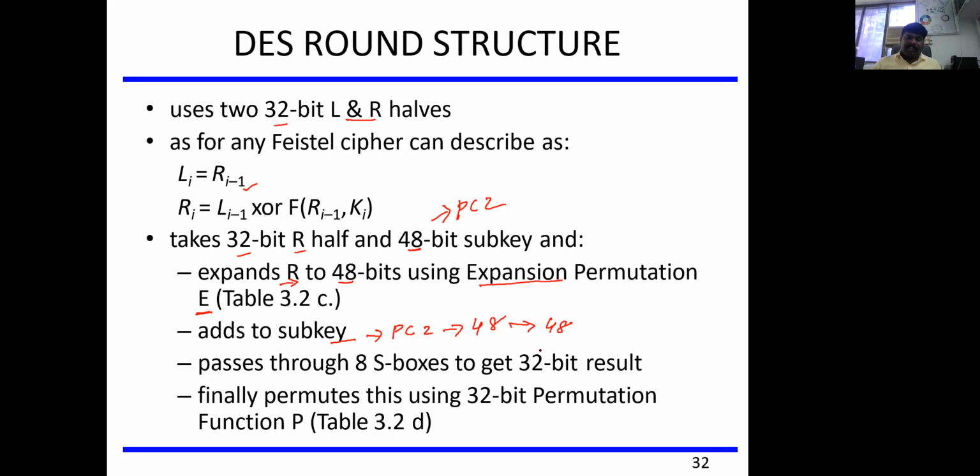These values are passed to the 8 S-boxes to get a 32 bit result. Whatever 32 bit result you get is applied to the 32 bit permutation. Whatever output we get from the 32 bit permutation operation is XORed with the left half of the data. After that, the results are swapped, and this process has to be repeated 16 times or 16 rounds.